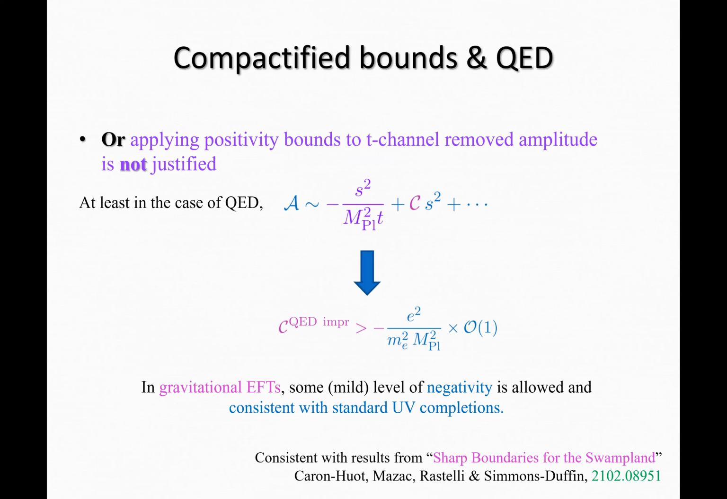But this is part of the assumptions here. No, I'm not making a statement in general. I don't know how to make the statement in general. I know that in specific UV completions in string theory, that's how the S squared behavior gets softened. And so that would be a situation that lies outside this inequality that you wrote down in this slide.